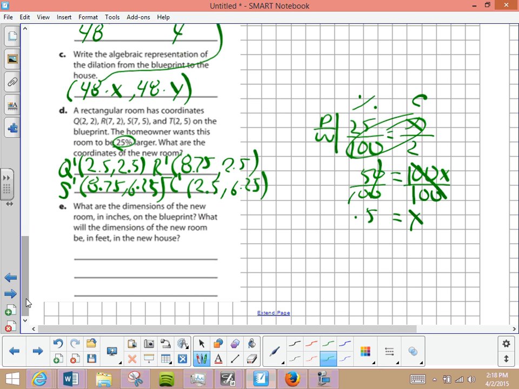Yes. Did you get it? What do you get? And so, what do you say again? These are inches, right? And then the feet, what was it?